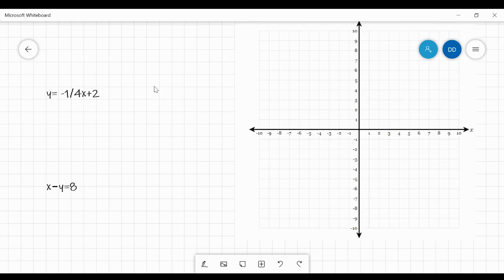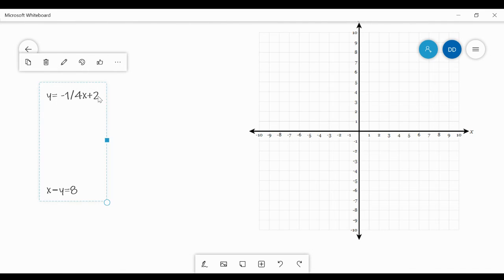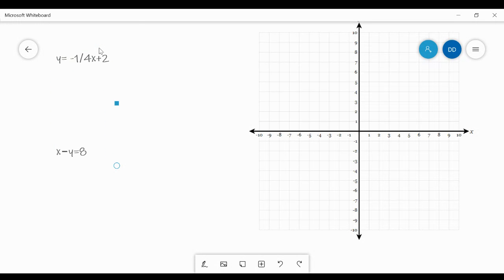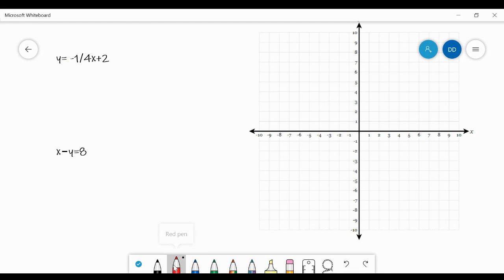Very similar. Just move this up a little. Okay, so for this first equation, same thing, the y is by itself, so we're able to graph it. We know the slope is whatever's in front of x, so our slope here is -1 over 4, and our y-intercept is 2. You always start at the y-intercept, and then you're going to use your slope.